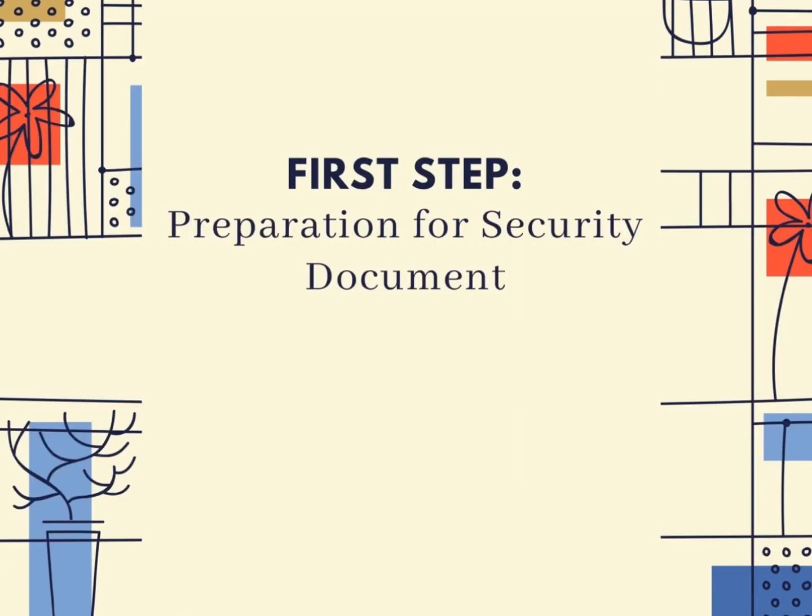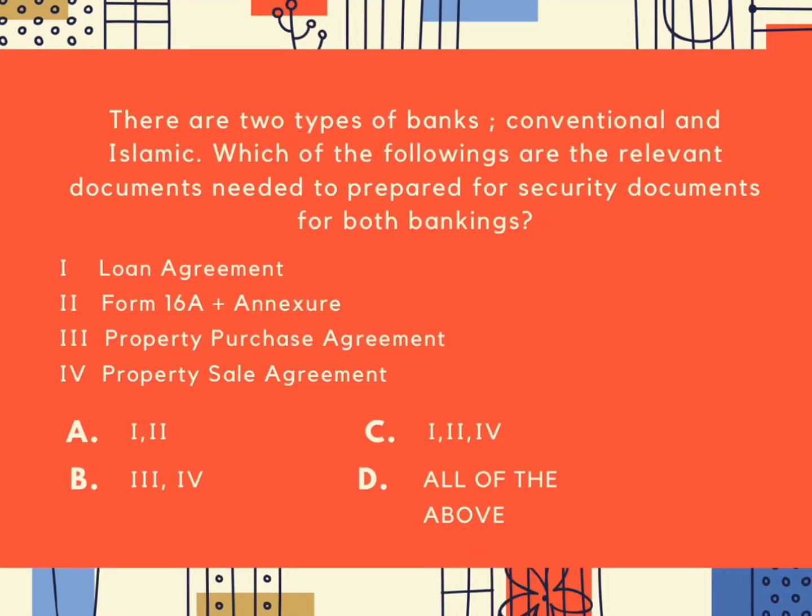Moving on to the next session, we will cover the procedure of applying for a loan. The first step is the preparation of security documents. So we are going to the question, and the question is, there are two types of banks, conventional and Islamic. Which of the following are the relevant documents needed to be prepared as security documents for both banks?